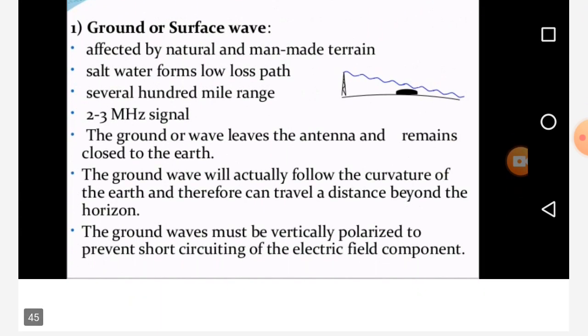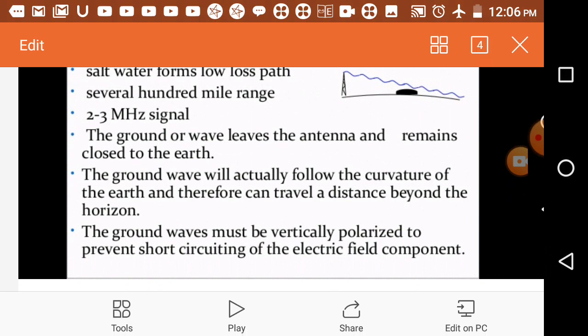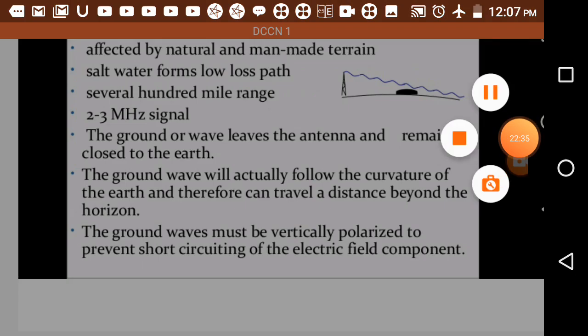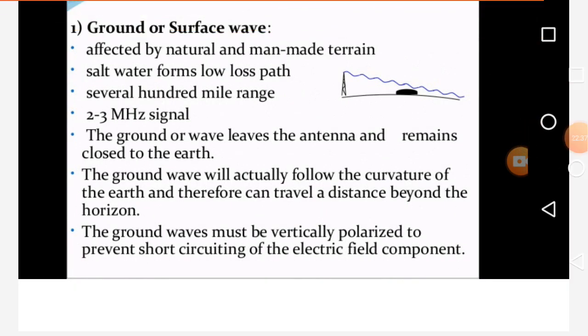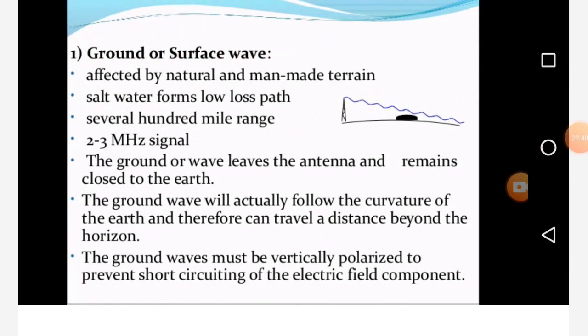Next is ground wave propagation. Ground wave is affected by natural and man-made terrain. Salt water gives a slow loss path, with a range of several hundred miles, for a 2 to 3 megahertz signal.